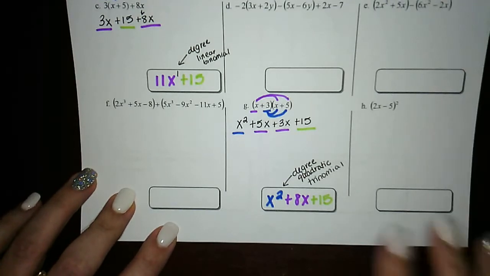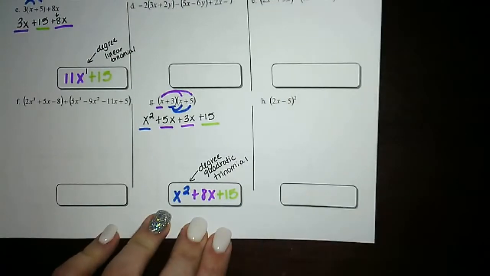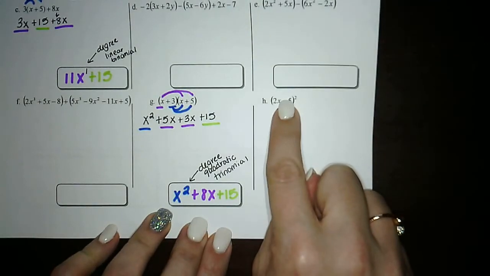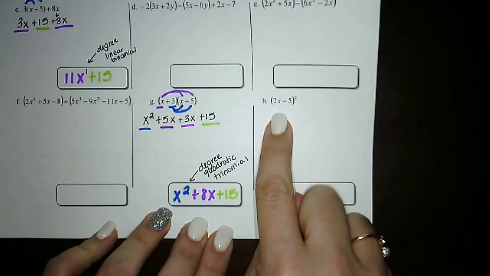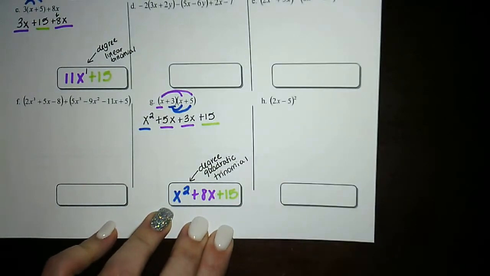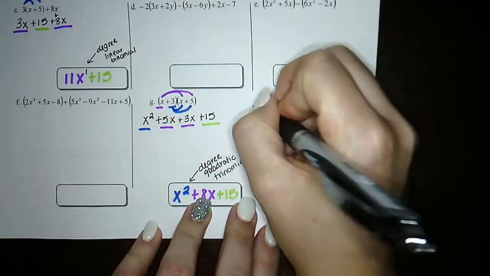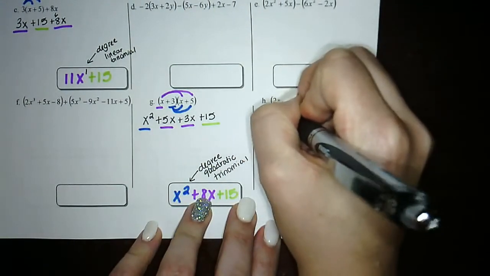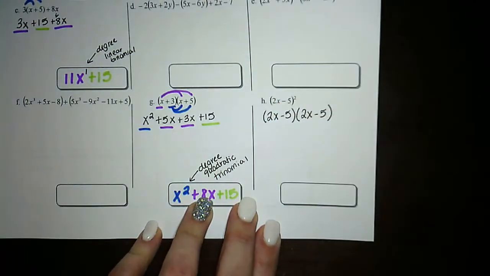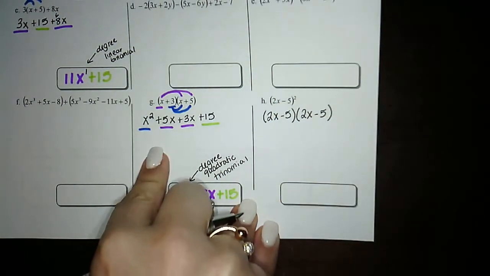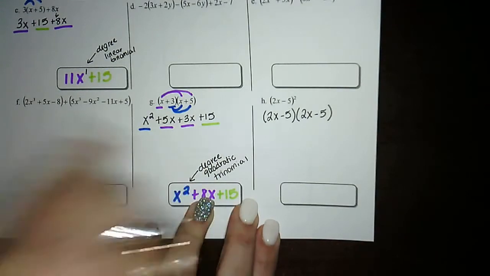So here we go for H. You cannot distribute this too. That's a no-no. What this means is that you are multiplying 2x minus 5 by itself 2 times. So we're going to do 2x minus 5 times 2x minus 5. And now we're going to do exactly what we did with part G.